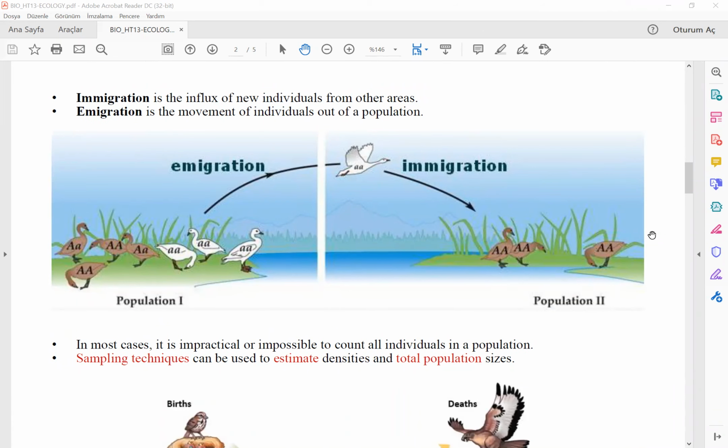What are immigration and emigration? Immigration is the influx of new individuals. For example, here the new individual, the white bird, is an immigrant to population 2, and it is an emigrant for population 1. Immigration is the influx of new individuals. This white fish is added to population 2, but removed from population 1.